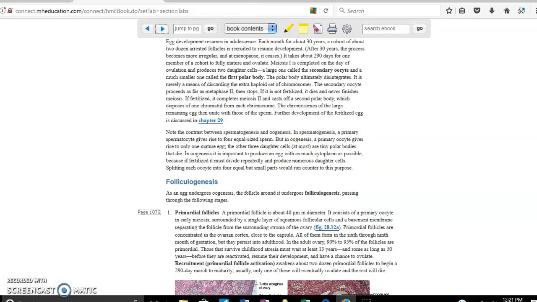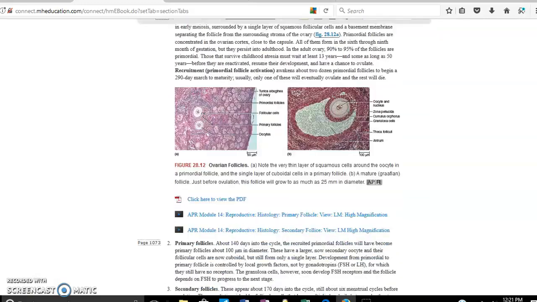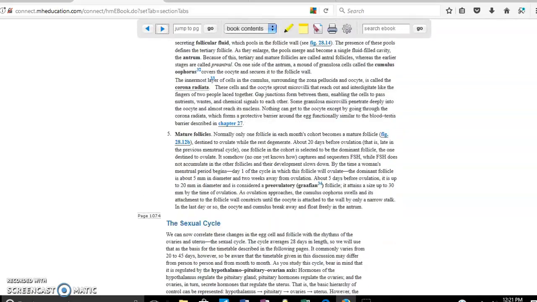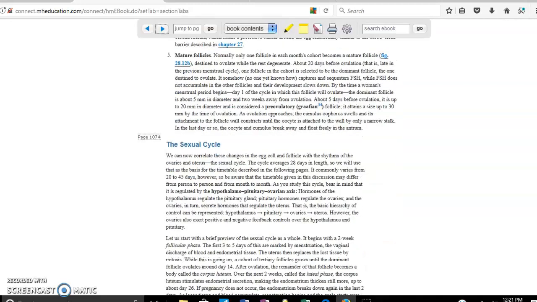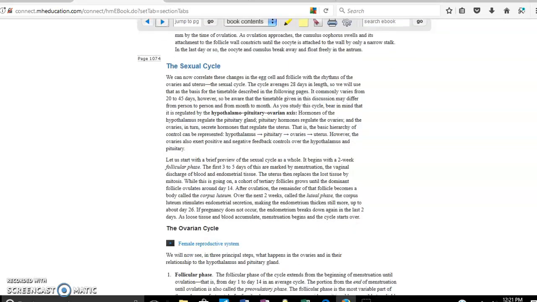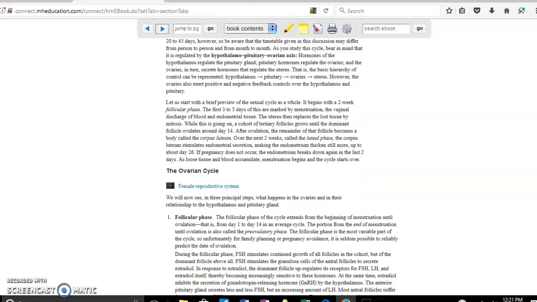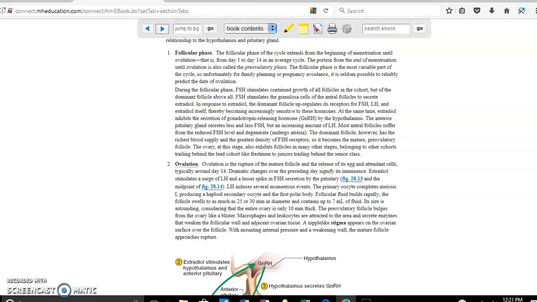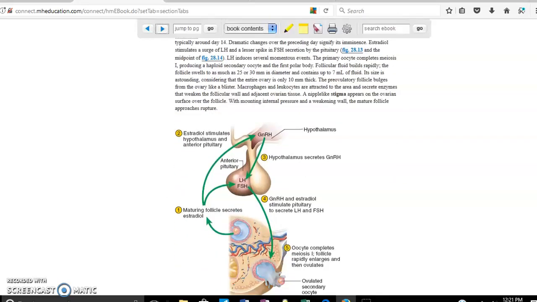If you scroll down, you can see in the folliculogenesis, we said primordial follicles are going to turn into primary follicle, secondary follicle, tertiary follicle, and mature follicle that eventually is going to ovulate. The sexual cycle, we said, is divided into the ovarian cycle and the uterine cycle. In the ovarian cycle, the first 14 days are the follicular phase. Day 15 is ovulation, and after ovulation, we're going to see the luteal phase.